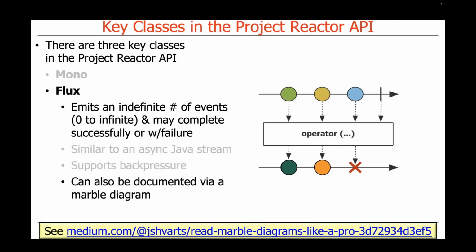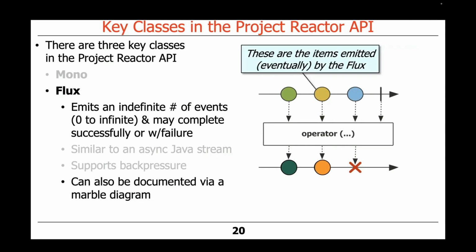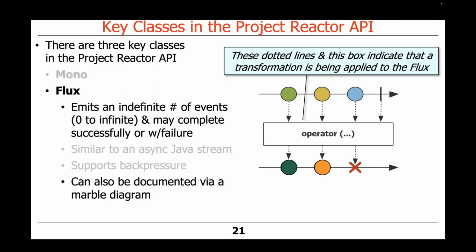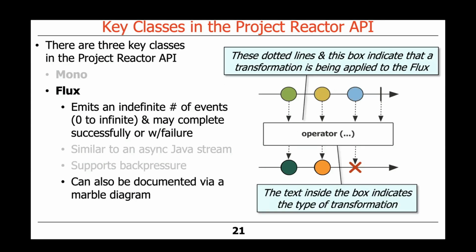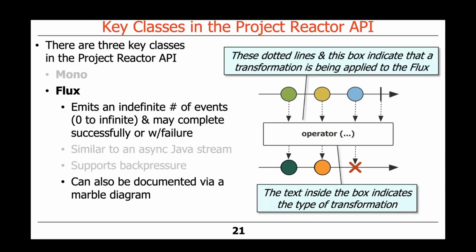Fluxes can also be documented using marble diagrams, except they're a little bit more interesting because they have more elements typically. Once again, time flows from left to right. And you have items that are going to be emitted by the flux at some point. There's an operator that indicates what's going to be used to transform the elements that are being emitted by the flux. So again, you can have things like flat map or filter or whatnot. And then the items we see at the bottom are the flux elements that are the result of the transformation performed by the elements in that operator rectangle.